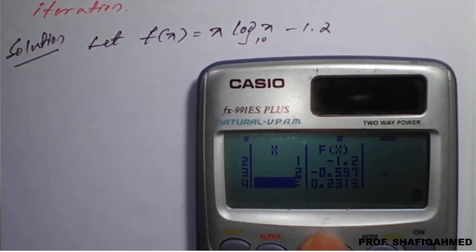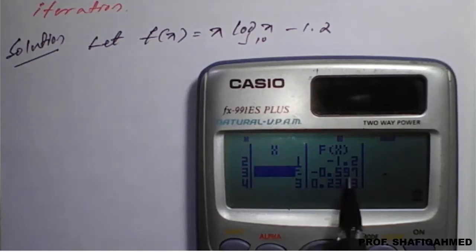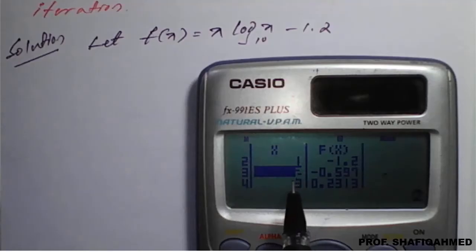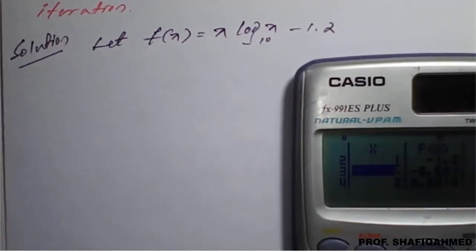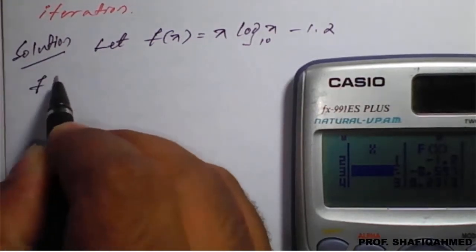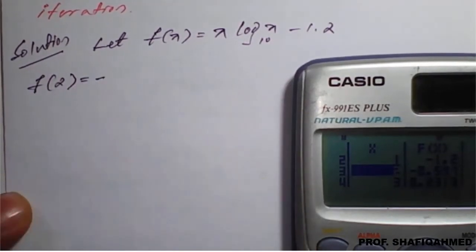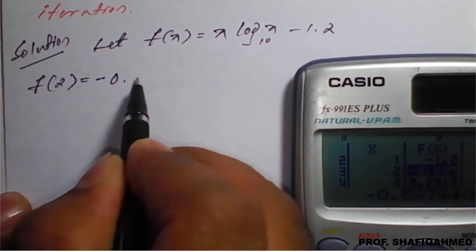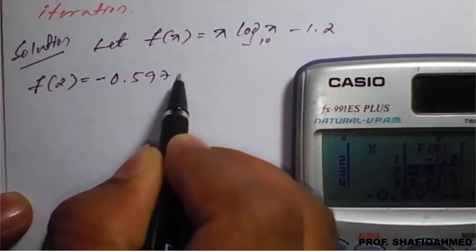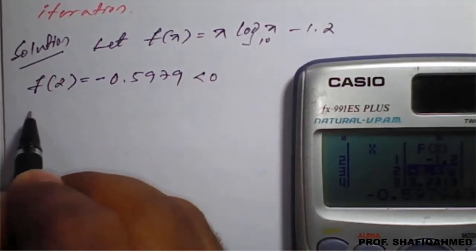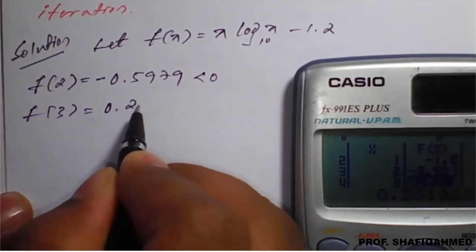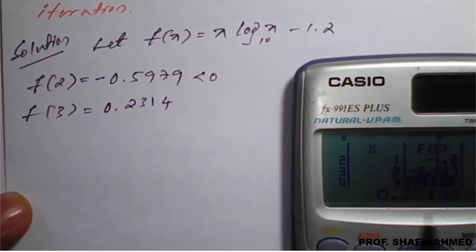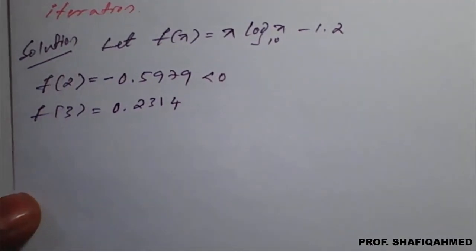Now observe here. For 2 it is coming negative, and for 3 it is coming positive. So we pick f of 2 as the negative value and f of 3 as the positive value. f of 2 is minus 0.5979, which is negative, and f of 3 is a positive value, 0.2314. I have rounded these. So one is positive and one is negative.